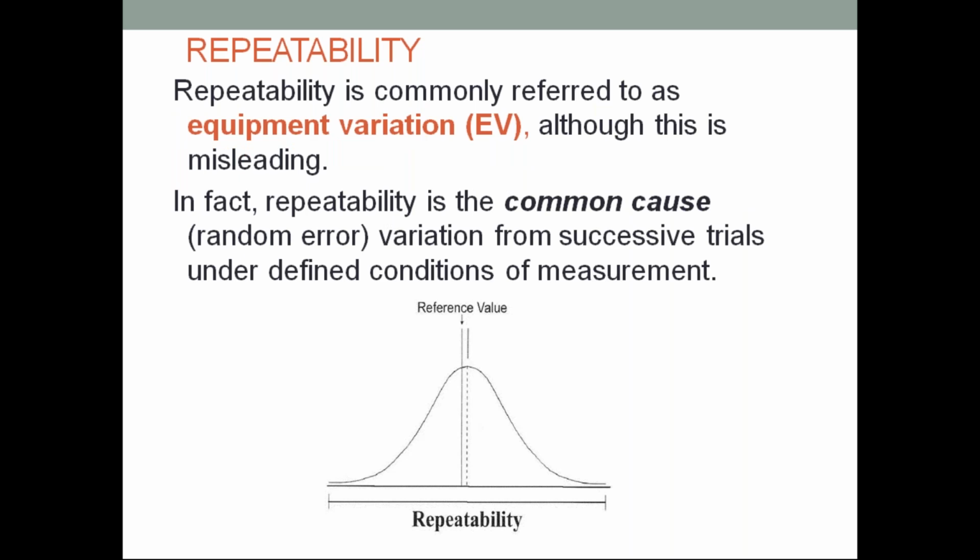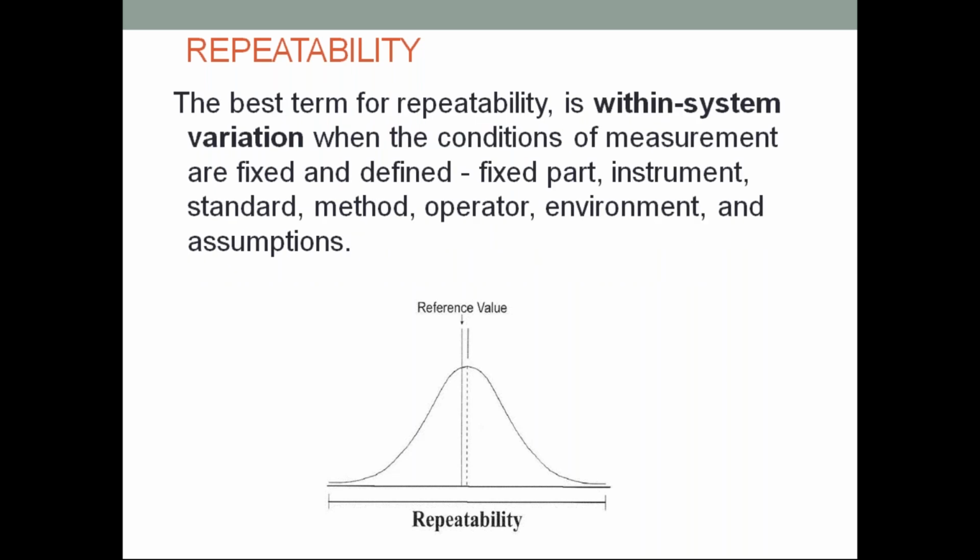Repeatability is commonly referred to as equipment variation, or EV, although this is very misleading. In fact, repeatability is the common cause of random error variation from successive trials under defined conditions of measurement. The best term for repeatability is within system variation. I'll show you why in just a couple of minutes. When the conditions of the measurement are fixed and defined, fixed part, instrument, standard, method, operator, environment, and assumptions, this is the variation you will see.